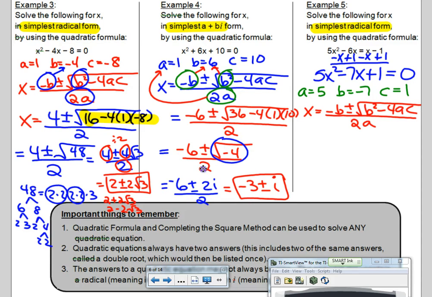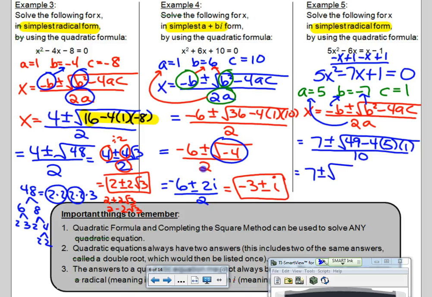Okay, next step, fill in. Opposite of the b number would be positive 7. The b number squared is 49. Remember, every squared number is positive, whether it's negative or positive to begin with. Minus 4 times the a number is 5 times the c number is 1, all over double the a number, which is 10. Okay, now I just have to figure out what number is under the radical, then simplify the radical and simplify the fraction.